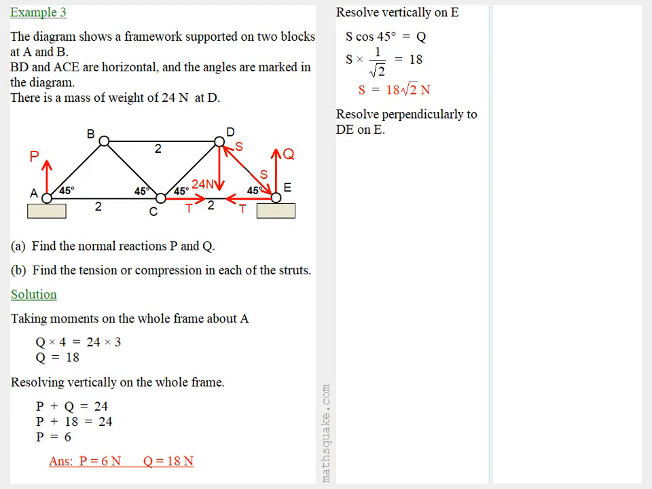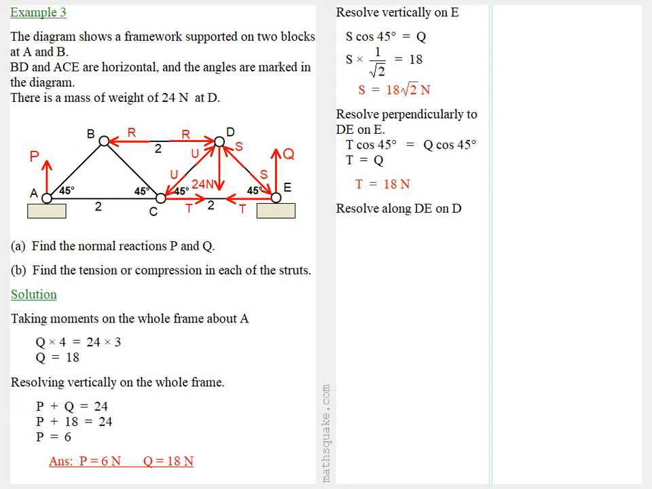If we resolve perpendicularly to DE on E, we get T cosine 45 equals Q cosine 45, which means T is equal to Q, or T is equal to 18 newtons. Now we can mark in the forces on CD as compression, and we can label them U. We can mark in the forces on BD as compression, and label them R.